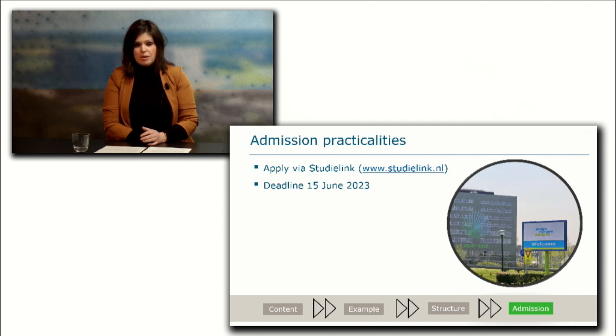Please do also already apply via StudyLink if you're not finished with your bachelor yet, but you're planning to be done before the 1st of September. You can send in all the latest forms, your transcript of records when you're graduated, but you need to apply before the 15th of June 2023. So please don't miss that deadline.